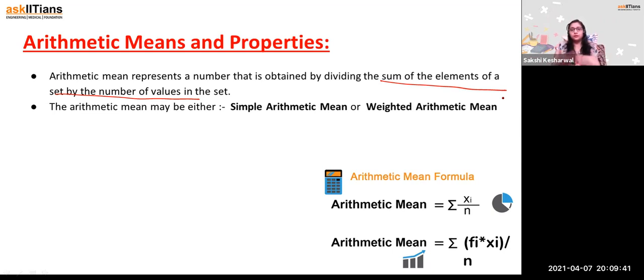But here we have to be very specific that whenever we take the sum of the series, it has to be in AP. Right now we cannot take any random numbers, like 2, 7, 24, 28, as the observations, add them and divide the sum of the observations by the number of observations. That we have done, that is the arithmetic mean, that's true. But right now we are talking about the arithmetic mean in terms of data in AP.